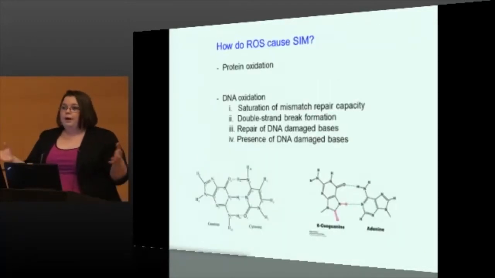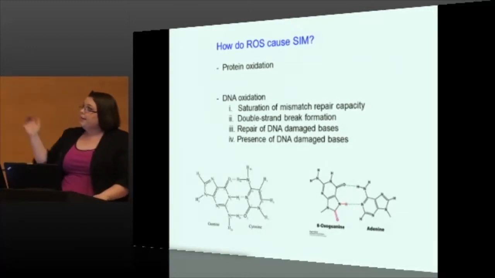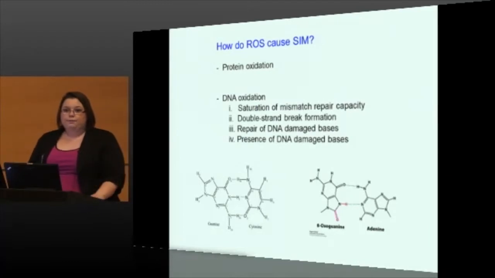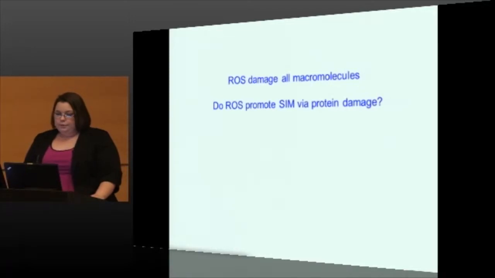So that leads us to how do reactive oxygen species cause mutation formation? Well, they are incredibly damaging biochemical species. They damage every macromolecule within the cell. But I'm going to talk to you about two main hypotheses. One, they are required for protein oxidation, and two, they are required for DNA oxidation. And then we break it down into how that DNA oxidation could impact, and I'll get to that later. So the first one, the easiest one, was are ROS promoting SIM through protein damage?